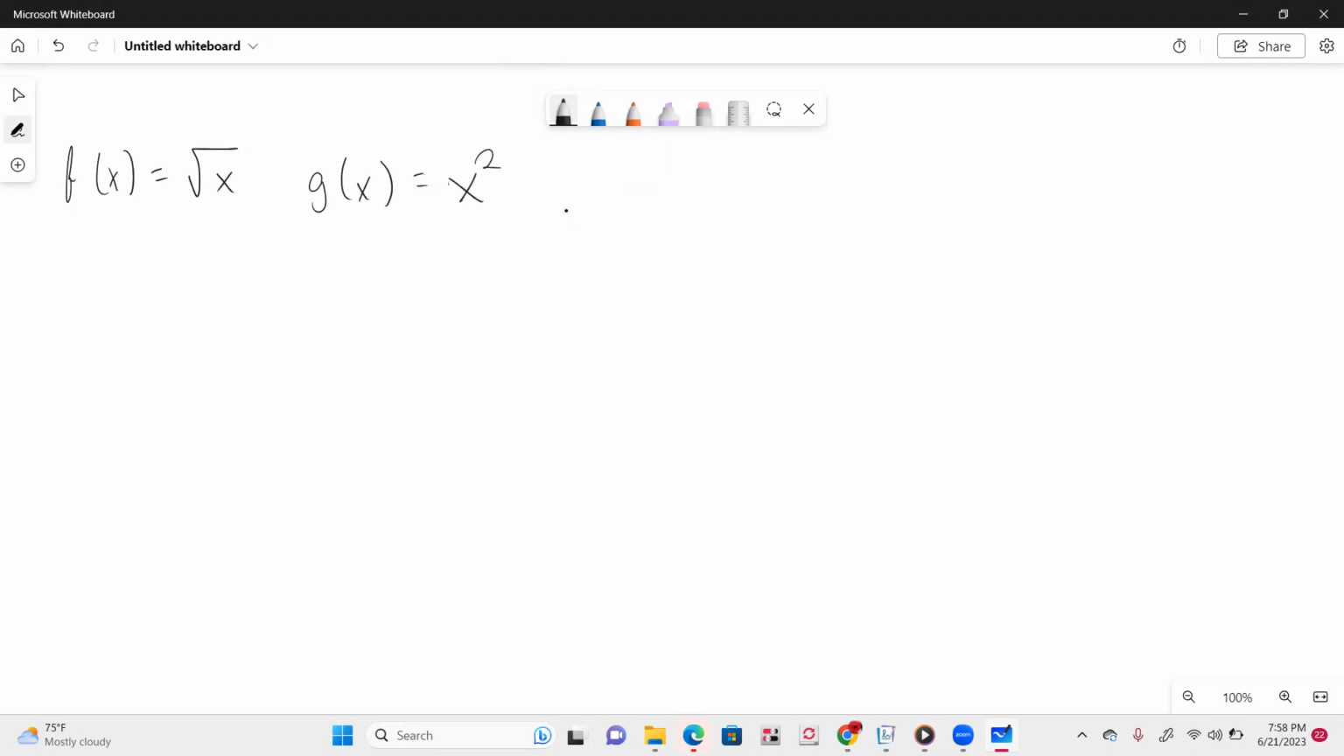Now, in order to find where these points intersect, we're going to set them equal to each other. So root of x is equal to x squared. When we plug in 0 for x, we get the same answer on both sides, 0. And when we plug in 1 for x, we get 1 on both sides. So we know our points of intersection are at x is equal to 0 and x is equal to 1. Get that out of the way. Cool. So let's just graph that real quick.